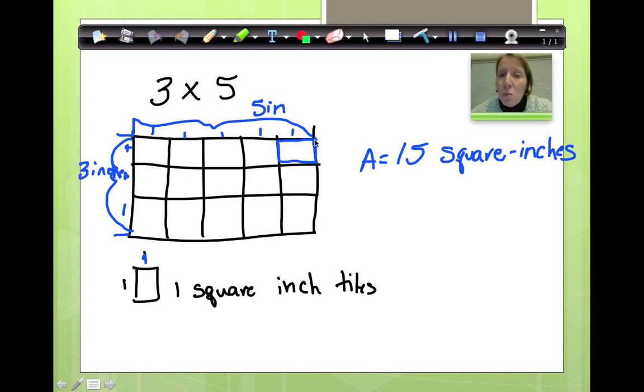So from now on, instead of just writing 15 squares like we did in the past, or 15 inches, we are going to write the area is a number, whatever the number is, square, and then our units. And we're going to put a dash in between to separate it.